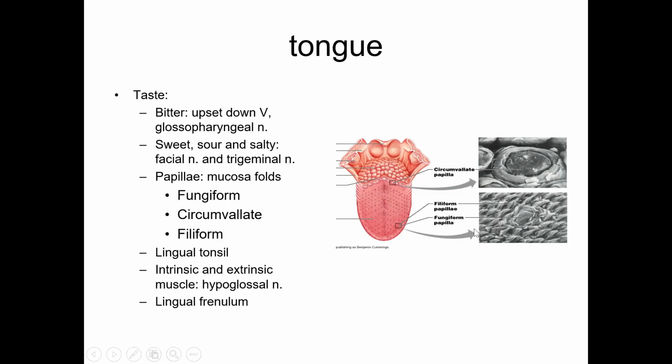Another kind of ridge is called fungiform. It looks like this. It's a little bit bigger than a filiform. In the fungiform ridges, there are taste receptors for, say, temperature, for sweet, salty, and sour. So three different ridges on the surface of the tongue: fungiform, circumvallate, and filiform.